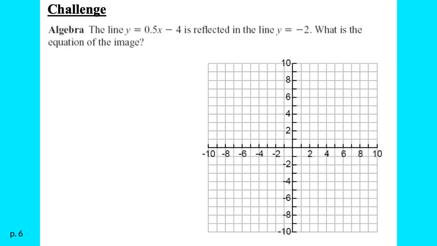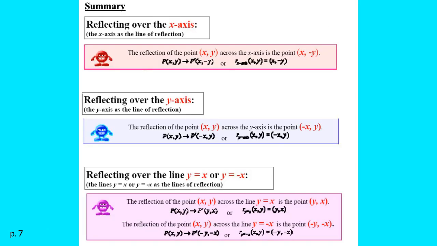So on page 6 of your packet, you have a challenge question. I'm not going to go over the answer. If you want to do it for extra credit, you can just email me and I will check your answer for you. But if we move on to page 7, we actually have a summary of everything that we've covered.